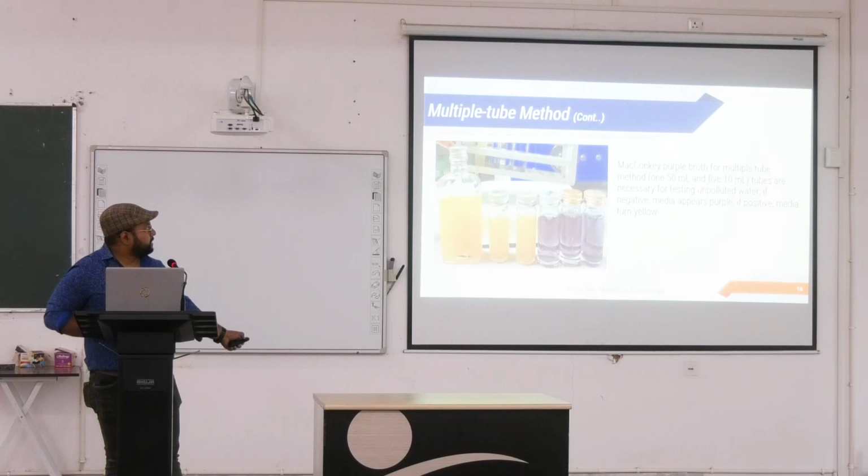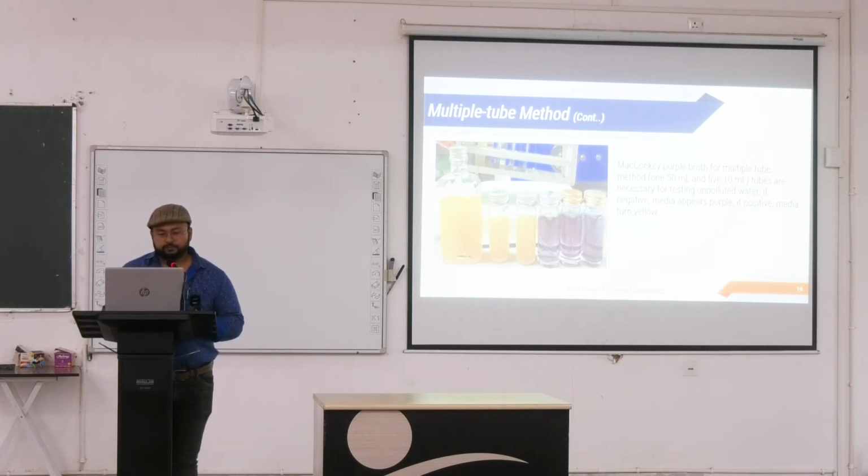The tubes are necessary for testing unpolluted water. If negative, the media appears purple. So, if negative, the color will be purple. If positive, the media turns yellow. And then there is the determination of MPN, the most probable number. If it turns yellow, you can say this water is polluted water. This water contains fecal contamination. And how do you know how much bacterial number is in that water? That is why you have to know the determination of MPN.